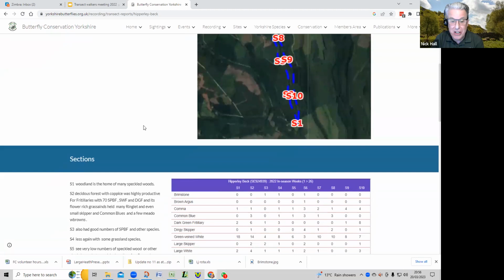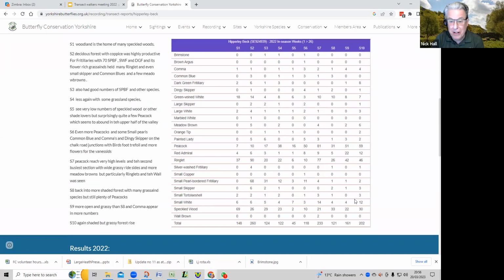The variety of species is equally spectacular, covering obviously some very high counts of pearl bordered, small pearl bordered, 68 in one section. That has to be one of the highest concentrations in Yorkshire for small pearls that I didn't know about, that's for sure. The war is present. Silver wash comes through. Dark green fritillaries. It's quite an exciting place. It's got the inevitable marbled white.